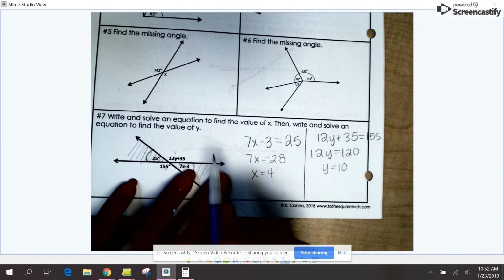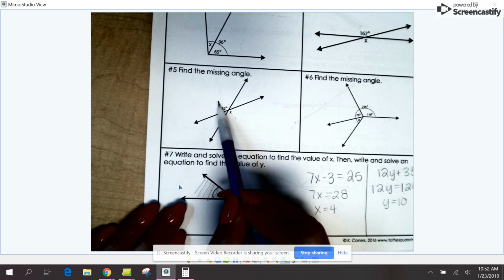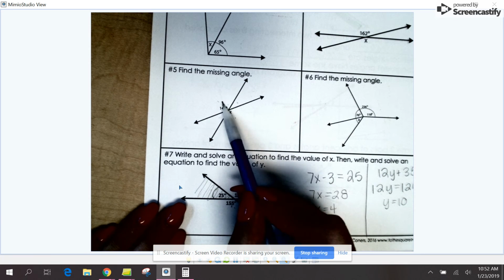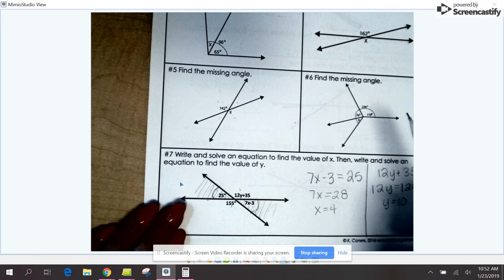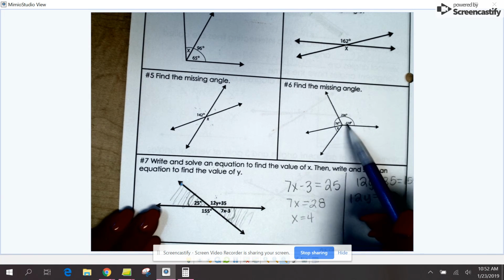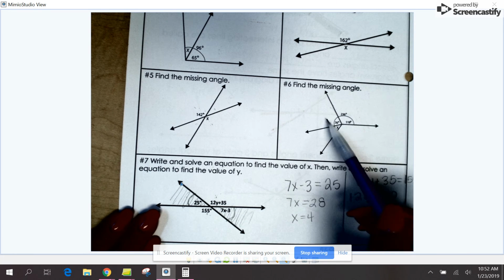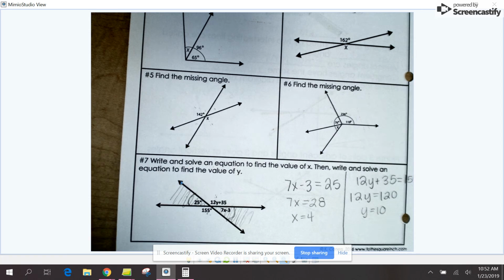Okay, so if they're opposite each other, like here, they are equal. These are equal, okay? And then we would just name what these are. These are adjacent because they're next to each other, but they don't add up to equal anything, okay?